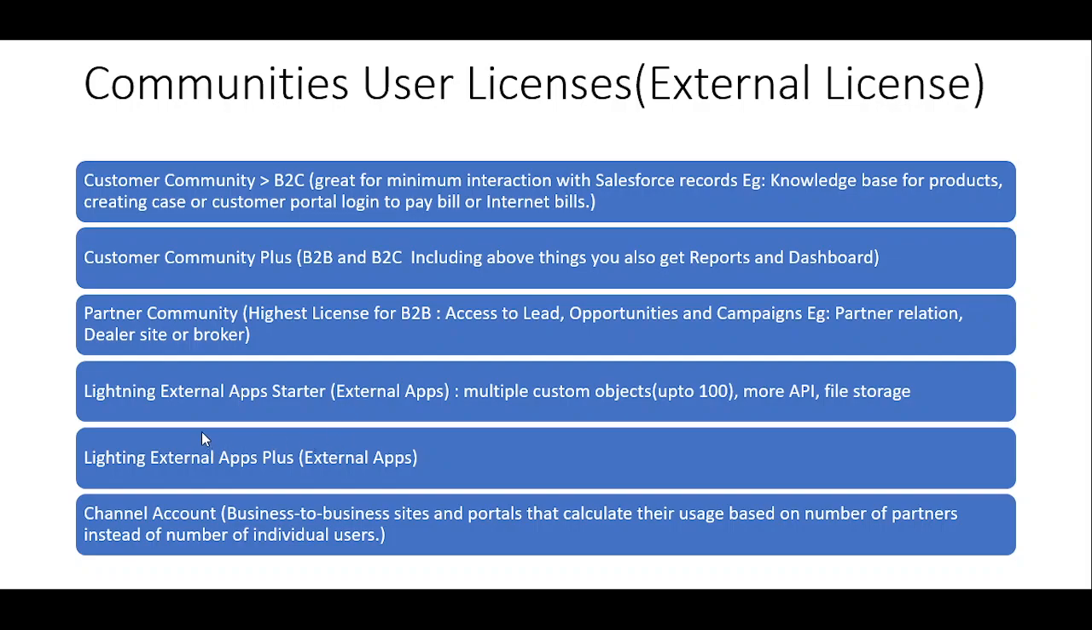So showing all that kind of information on the community, then you can give these kinds of licenses to your partners or customers. Lightning External App Plus, I would say, is the advanced version of Lightning External App Starter, where you get more storage, data, and more API. We will see in thorough detail what the exact difference is between App Starter and App Plus. In fact, we'll see the differences in all these licenses.